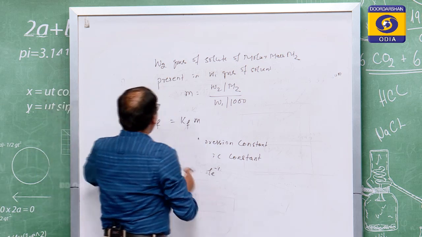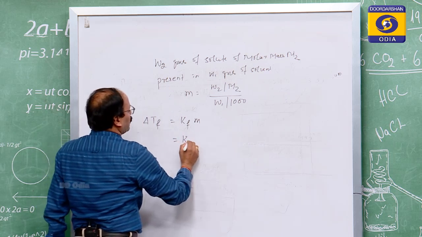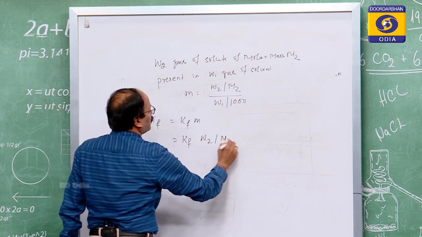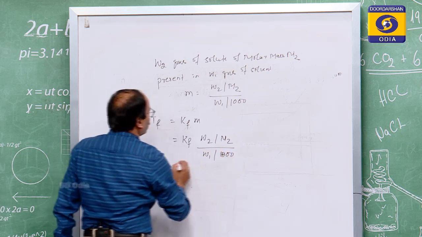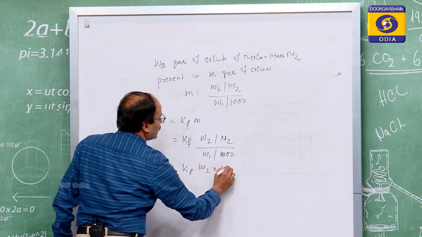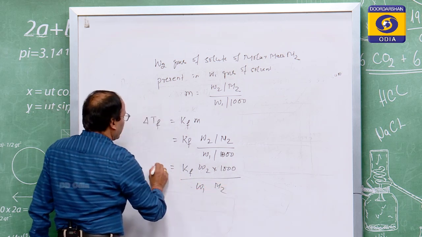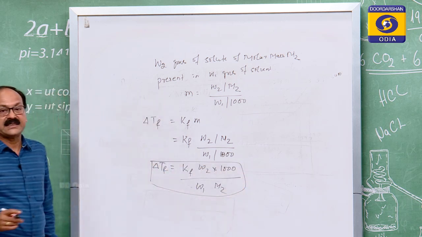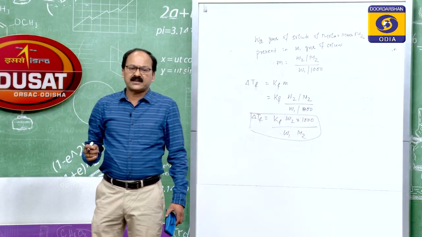If you put the value of this molality, then delta Tf will be equal to Kf into W2 by M2 divided by W1 by 1000. So, that will be equal to Kf W2 into 1000 divided by W1 into M2. By this, you can calculate the depression in freezing point. You can calculate what will be the decrease in the freezing point of the solution.